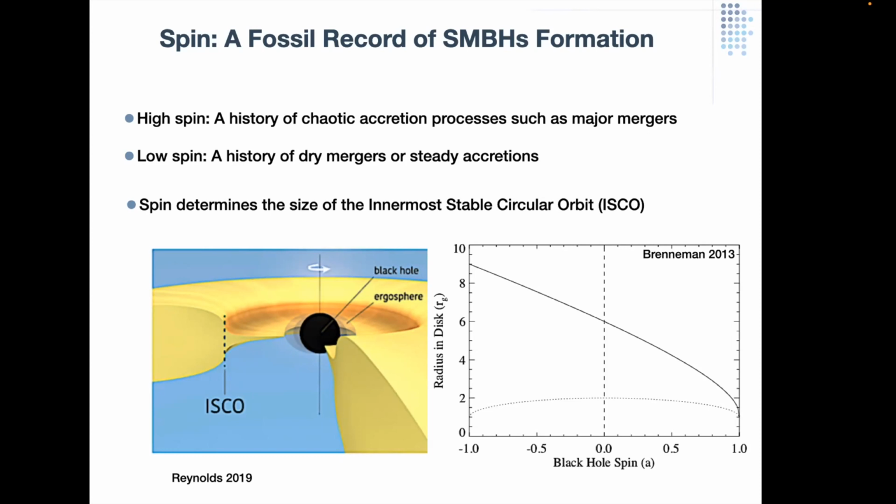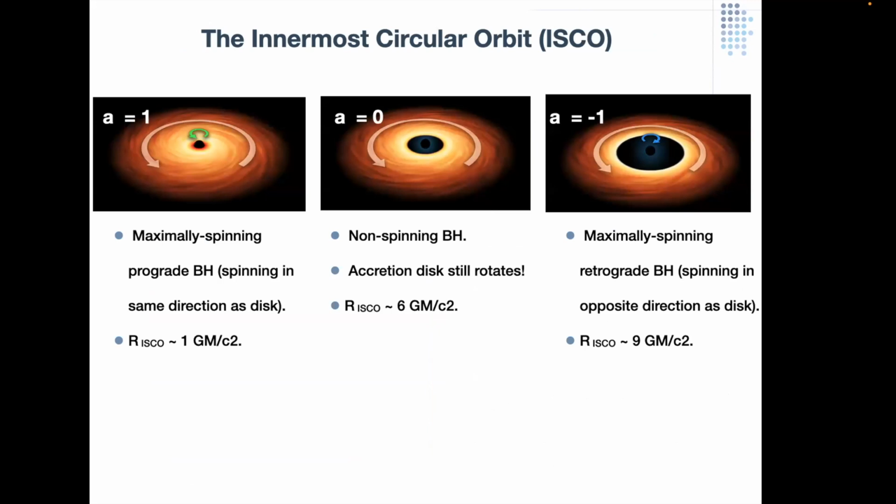The right panel shows that ISCO varies monotonically with the black hole spin. So this innermost circular orbit decreases and gets closer to the black hole as we move from negative to positive spins. Here you can see this in more detail.